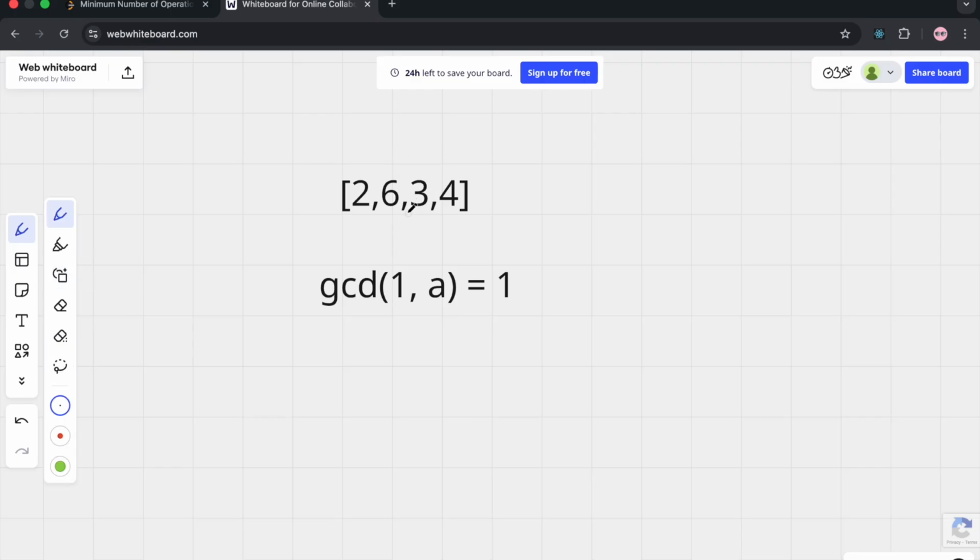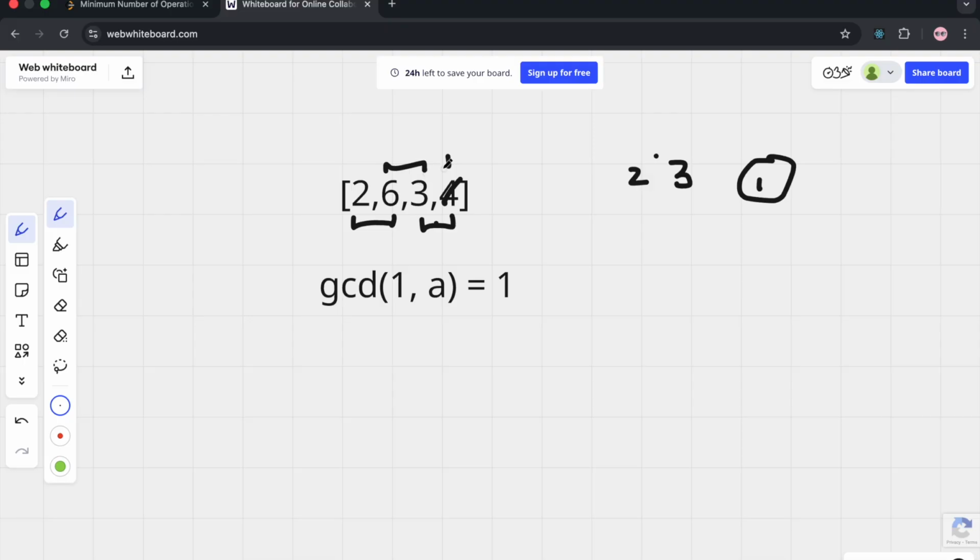Let's go further and check one by one. Does this make the GCD 1? No, the GCD is 2. Let's check this. Does this make 1? No, the greatest common divisor is 3. Will this make 1? Yes, the GCD of 3 and 4 is 1. So we got 1. Let's replace either 3 or 4. Let's replace 4. Now we got 1.